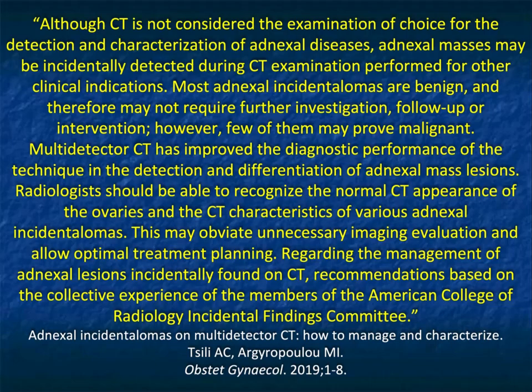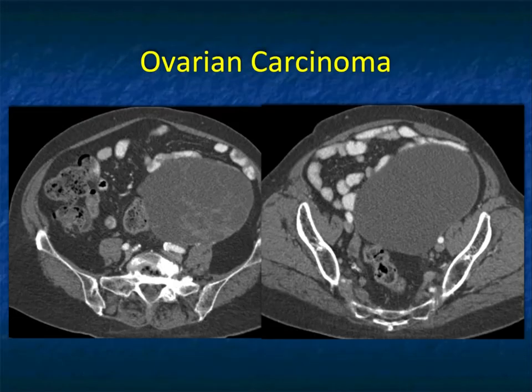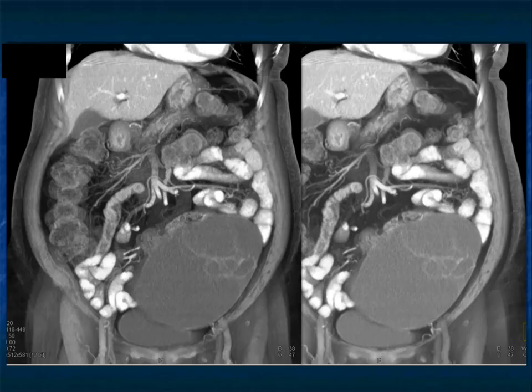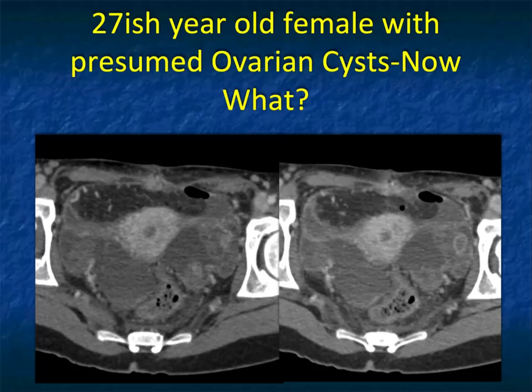Radiologists should be able to recognize the normal appearance of the ovaries and the CT characteristics of various adnexal incidentalomas. But again, it is somewhat of a challenge. When you have a lesion like this that's large and is cystic and solid, that's an ovarian carcinoma. That's not a very difficult finding. Now, it's an incidentaloma, but we know it's going to be a malignancy. Look at the septations, look at the size, the density. But what about this 27-year-old?